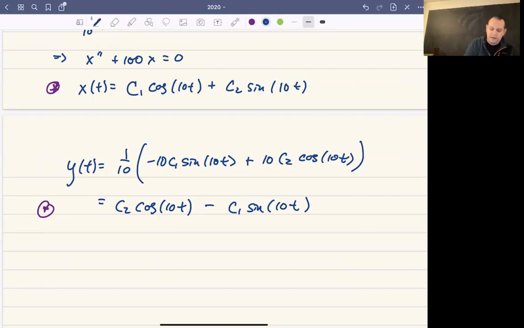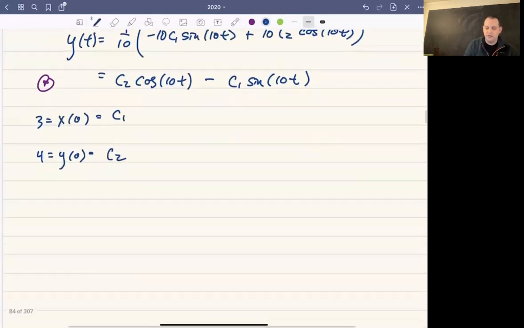So we know that x of 0 is 3. If we plug in 0 for x, we're going to end up with c1 because sine of 0 is 0. So that's nice. c1 is 3. And likewise, 4 is equal to y of 0. So y of 0 is going to end up being c2. That also works out particularly nice.